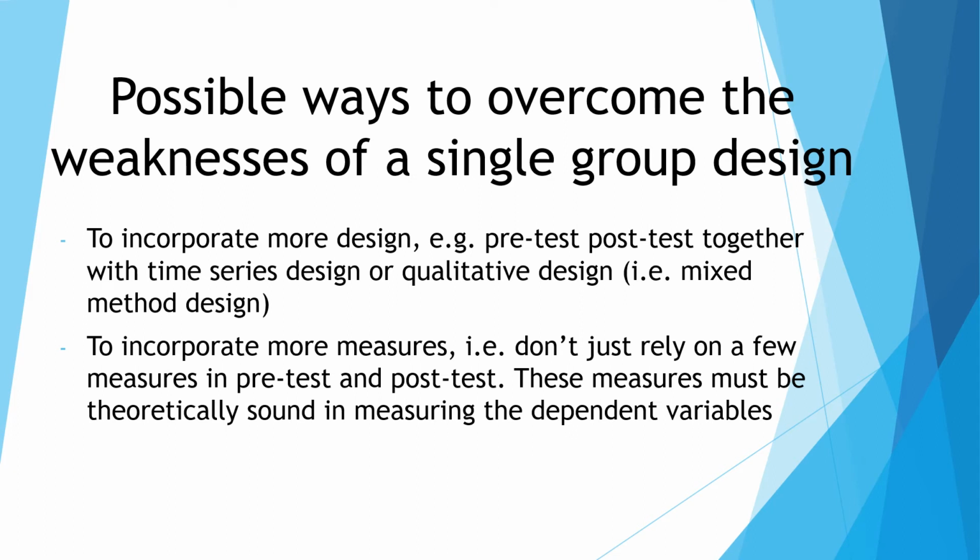There are two possible ways to overcome the weaknesses of a single group design. The first way is to use mixed method design. You need to incorporate not only pre-test, post-test measures, but time series design and/or some kind of qualitative design. Another way is to use multiple measures in measuring the dependent variables in order to determine the changes. However, these measures must be theoretically sound and valid in their construct in measuring the dependent variables.